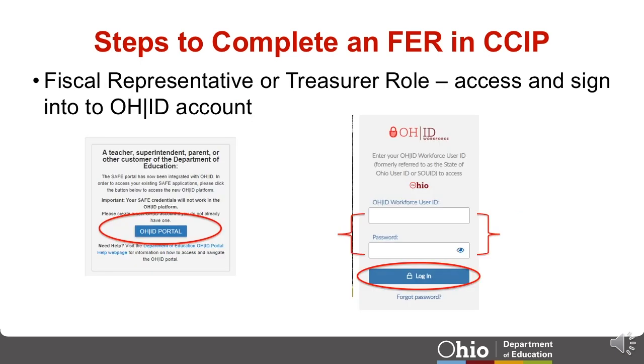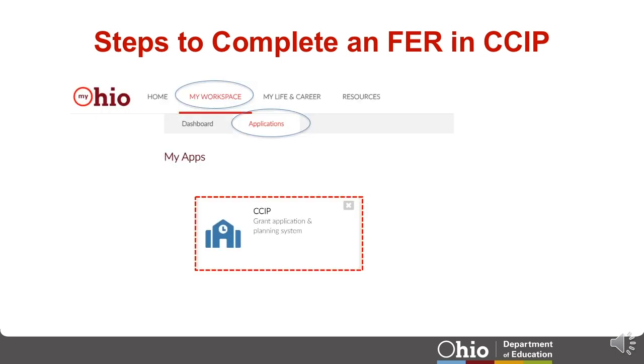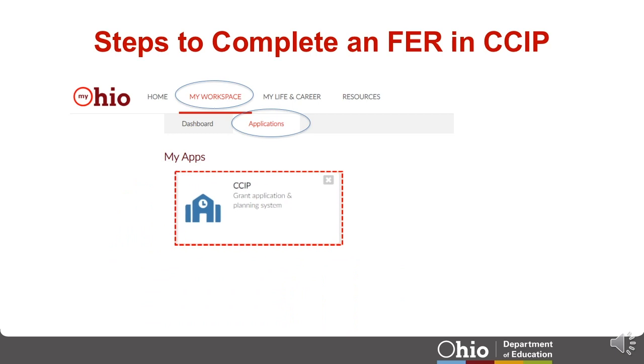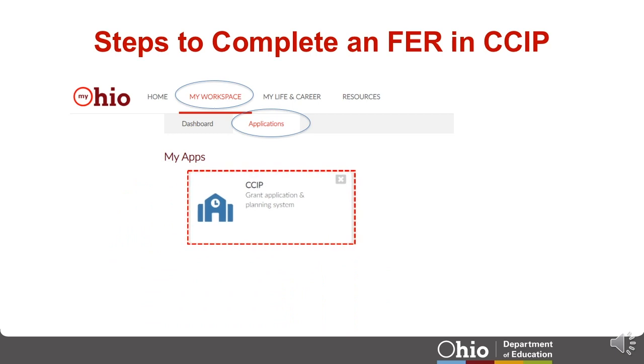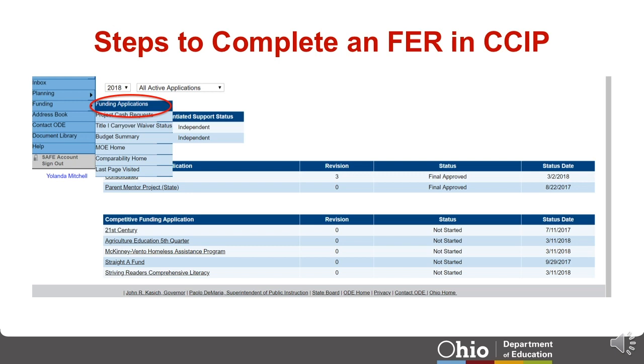Next, to begin the FER completion process, an individual listed in the CCIP with the user role of fiscal representative or treasurer must sign into his or her Ohio ID account using their personal account name and password. First, click Ohio ID portal, then enter the user ID and password and click Login. On this screen, you will want to navigate to the My Workspace and Applications tabs, then click on the CCIP box. Now place the cursor or hover over Funding and click on Funding Application from the left menu.